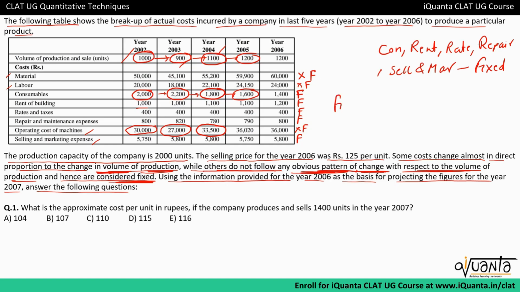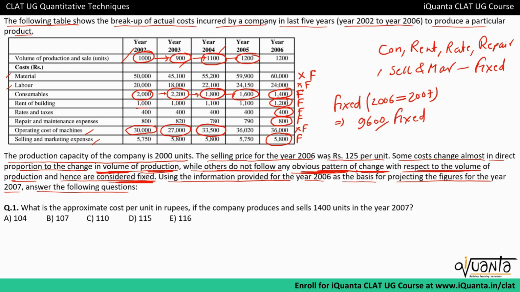So let me find the fixed cost in year 2006, which will also be equal to the fixed cost of year 2007, which will give me a total of 1400 plus 1200, that means 2600, 2600 plus 400, 3000, 3000 plus 800, 3800, and plus 5800, that gives us 9600. So 9600 will be the fixed cost for all the years. That means it will be in 2007 as well.